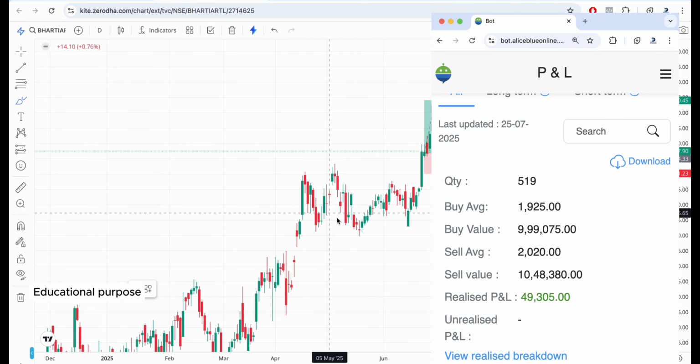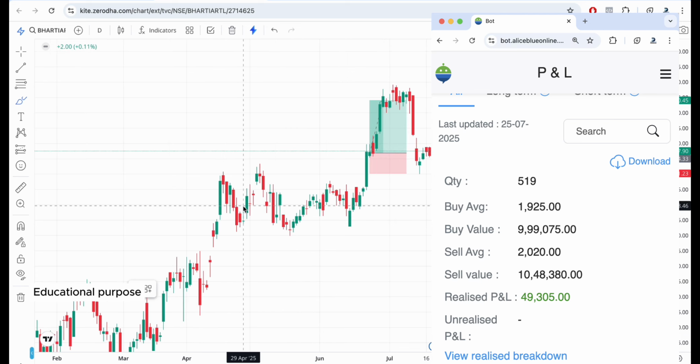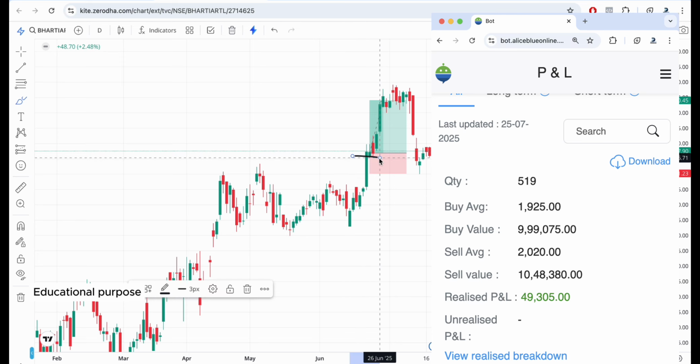So this is one of a string of trades I have done on this particular chart setup, and you can see on the screen where I have bought and where I have sold and what profit I was able to make. I bought around 519 quantities, worth almost 10 lakh, in this particular stock around this level, that is around 1925 somewhere over here.